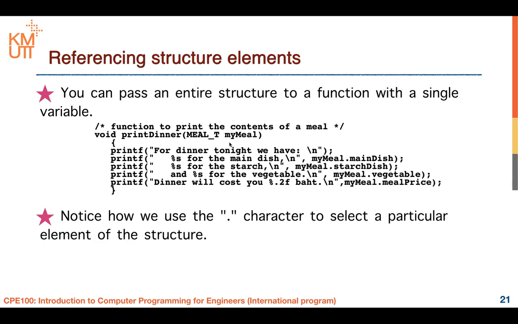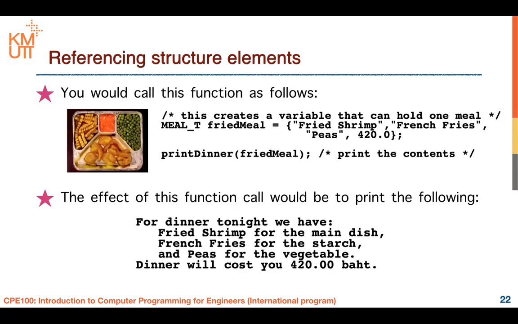You can use this. And then if you want to access the elements, my meal is a variable of the type MUTT, right? You can just simply use my meal dot main dish, my meal dot starch dish, my meal dot vegetable. Okay, and then you can print out as the string, percent sign s. It can be remarked here that we can use dot in order to specify or select a particular element of the structure. This is a way that you can access the element of the structure. That is pretty easy. I go a bit faster because I think you all know about this.